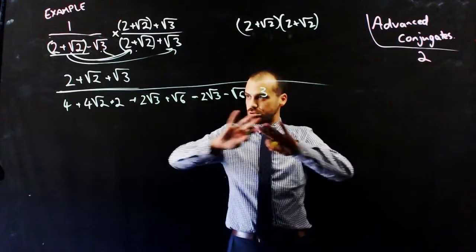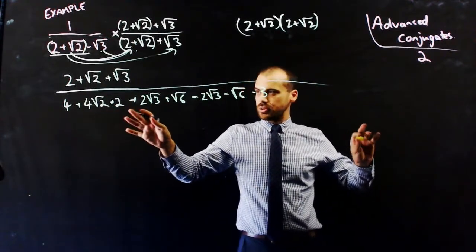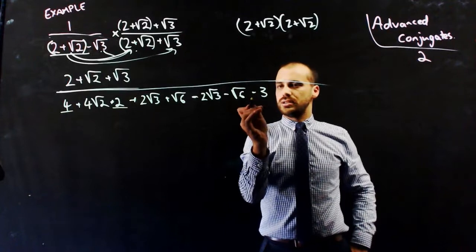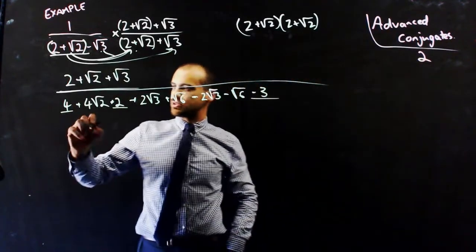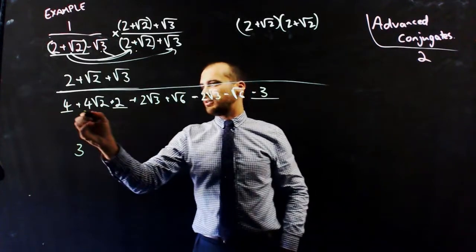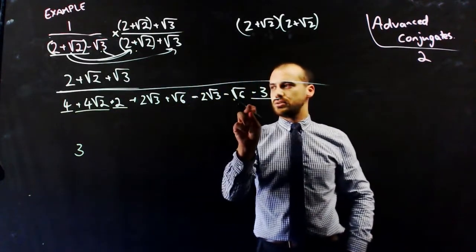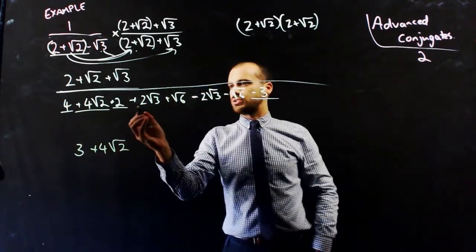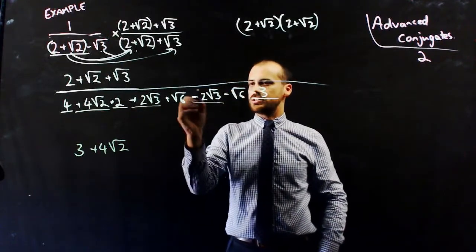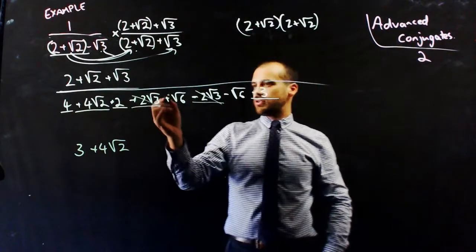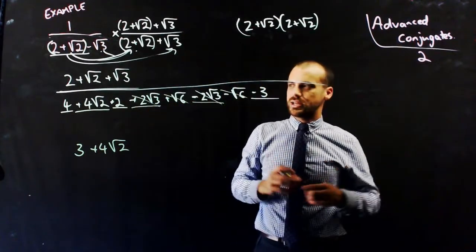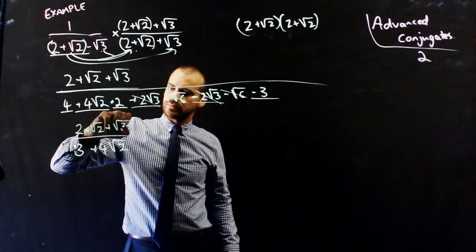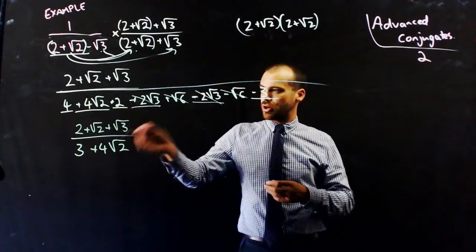All right, now I should be able to group some of that stuff. I'm going to stop and think about that for a little bit. So I've got 4 plus 2 plus negative 3. That's 6 minus 3 is 3. Now I've got 4 root 2. That's all I have there. I have 2 root 3 minus 2 root 3, so they cancel each other out. And I have root 6 minus root 6. Well, that's nice. They cancel each other out too. So now I have 3 plus 4 root 2.